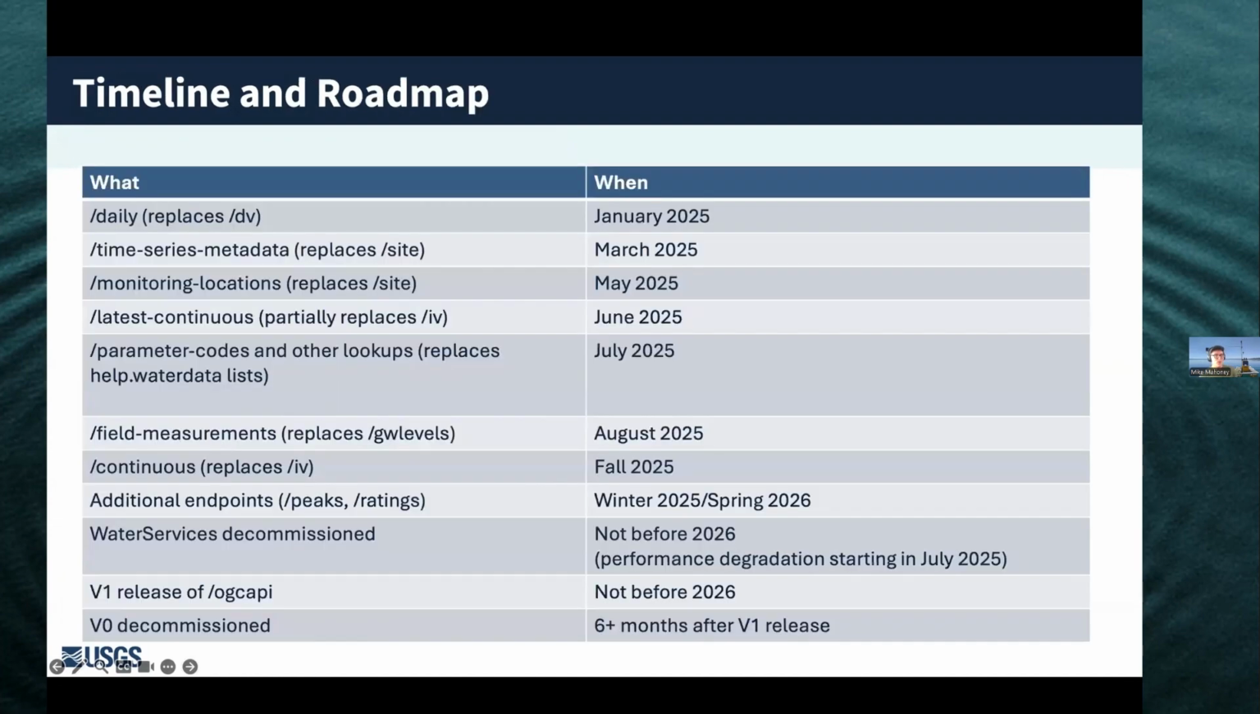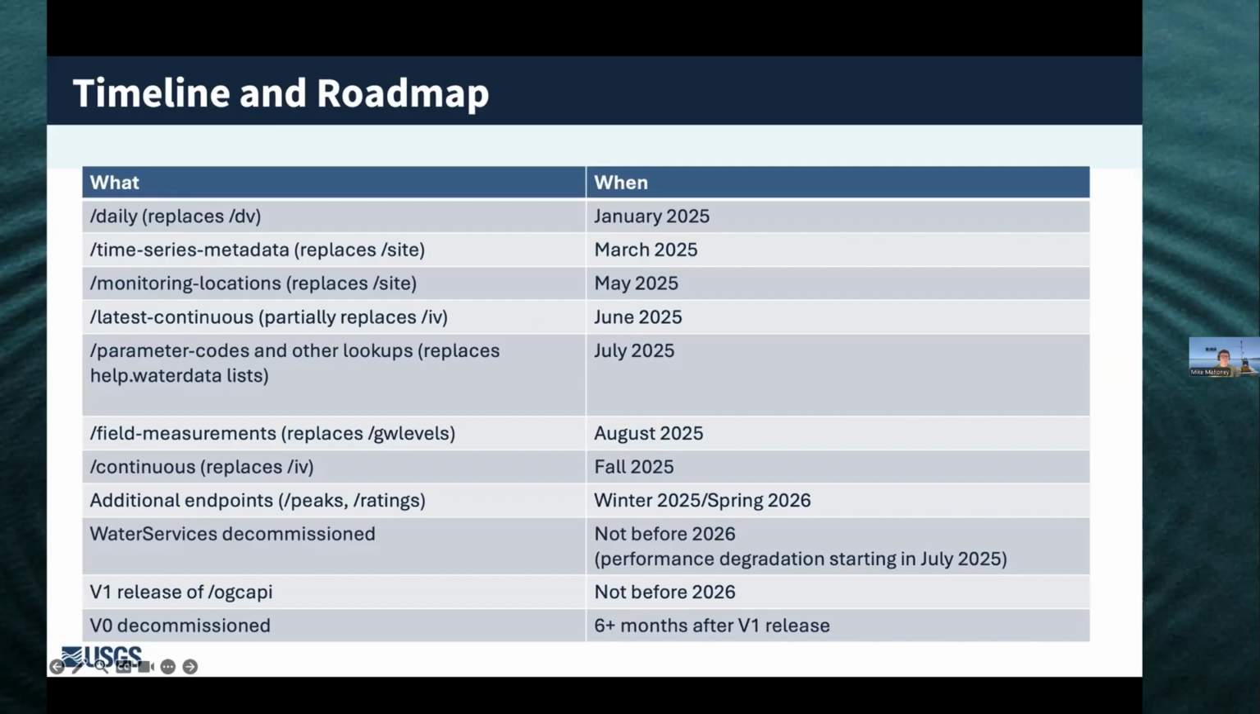And so my last note before I hand things over to Elise is that I want to talk about the timeline for these services and when you're going to need to migrate. We currently have almost all of our core endpoints available. So we have a daily values endpoint that replaces the DV endpoint, time series metadata and monitoring locations, which together replace the site endpoint, a latest continuous endpoint that provides the most recent sensor observation for every time series in the network, and then a number of lookup services like parameter codes, statistics codes, HUC names, and other useful metadata that was previously available on help.waterdata.